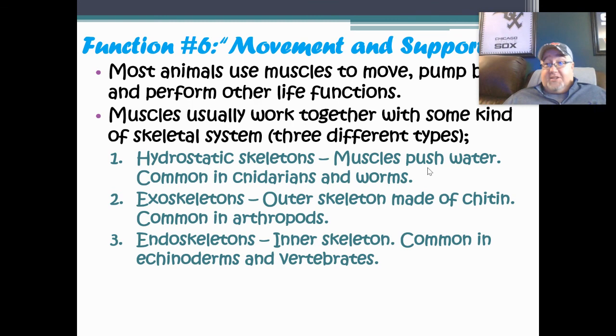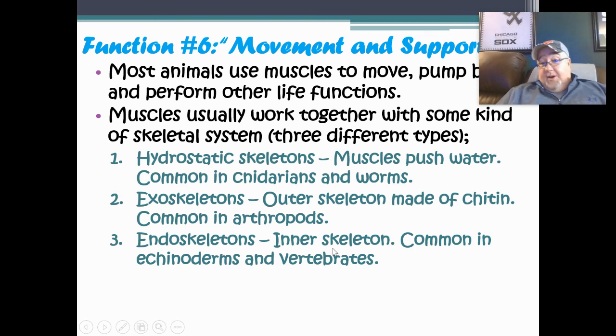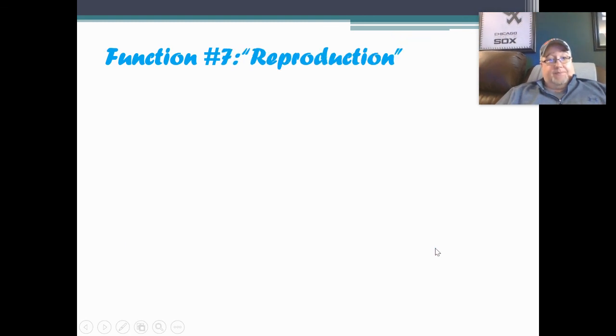Exoskeletons. Some animals have a skeleton on the outside of their body, like arthropods, for example. It's actually made of a carbohydrate known as chitin. Endoskeletons. These are inner skeletons, right? They're common in vertebrates. Even echinoderms, like starfish, actually have an endoskeleton on the inside of their bodies.